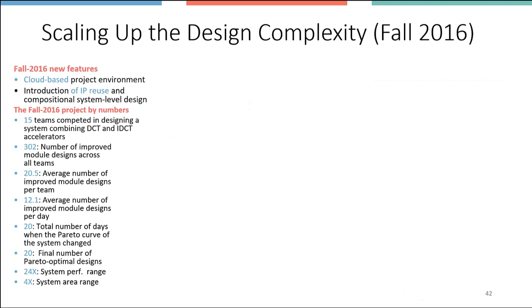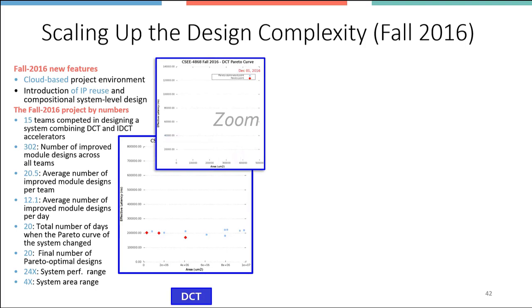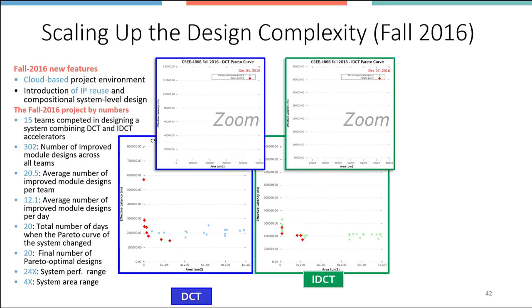So over the years, we made this project more interesting. We balanced competitions in designing reusable components with collaboration. For instance, we started by having half of the teams in the class designing a discrete cosine transform, the other half designing an inverse discrete cosine transform, in a way that was very similar to what I showed you before when everybody was designing the same component.